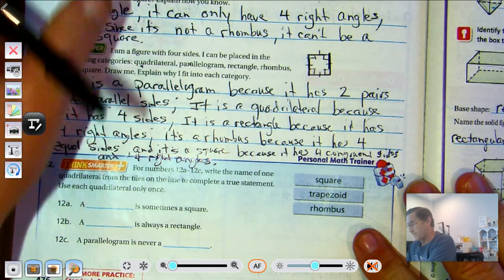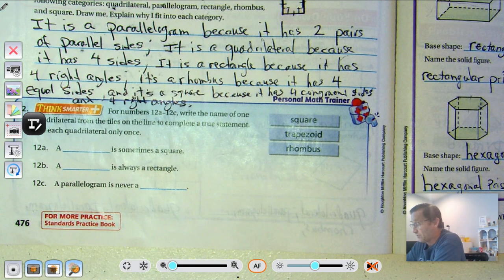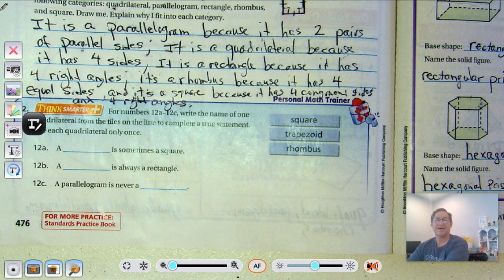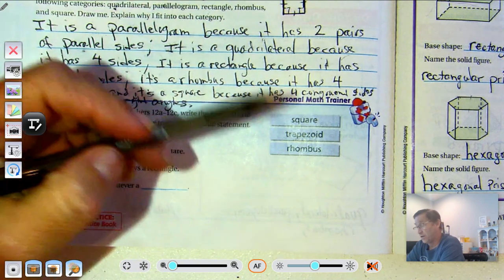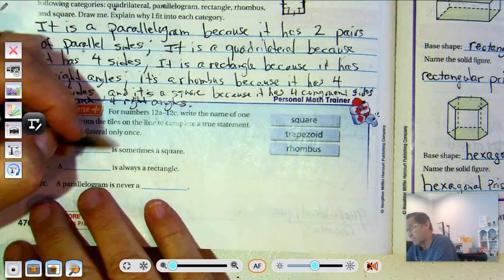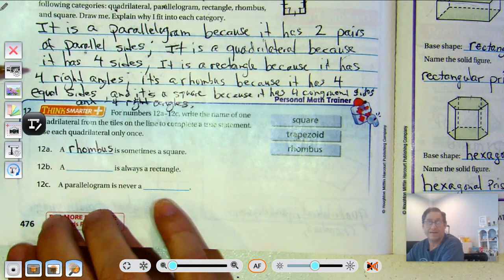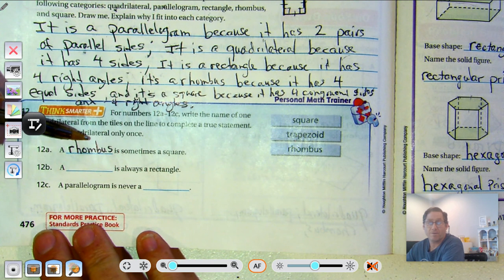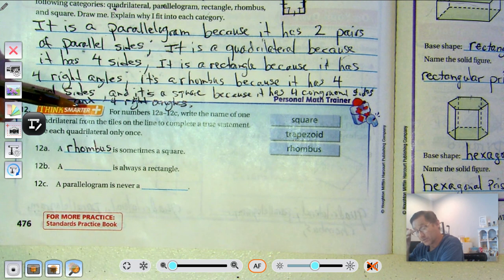Right. 12a through 12c. Write the name of one quadrilateral from the tiles on the line to complete a true statement. Use each quadrilateral only once. A blank is sometimes a square. Well, it's not a trapezoid. And a square would be always a square, so it must be a rhombus. And that would be true. If it has four right angles, the rhombus is a square. If it only has four congruent sides, but no right angles, it's just a rhombus.